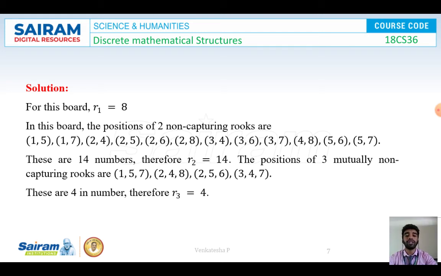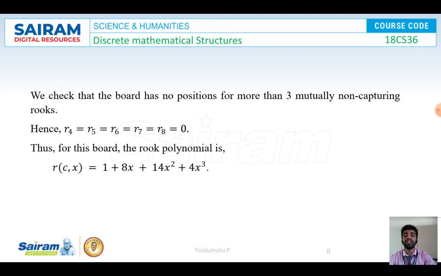And the 3 non-capturing rooks are 1,5,7; 2,4,8; 2,5,6; 3,4,7. They are 4 in number, so R3 is equal to 4. Now incorporating these values in the equation, I'll be getting the Rook polynomial as 1 plus 8x plus 14x square plus 4x cube. Since it is a 3 cross 3 board, R4 onwards it will always be 0.